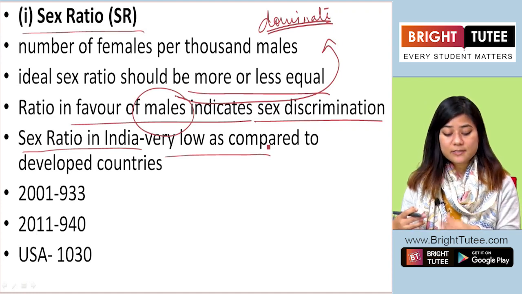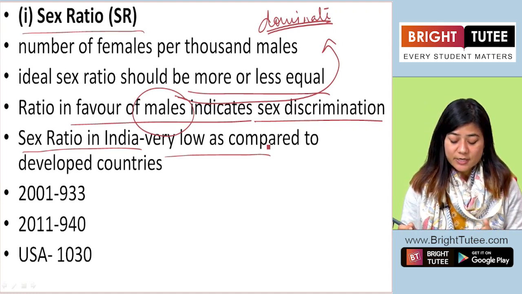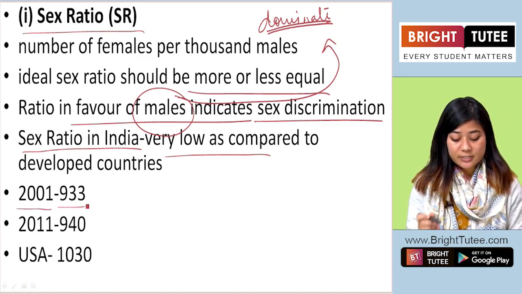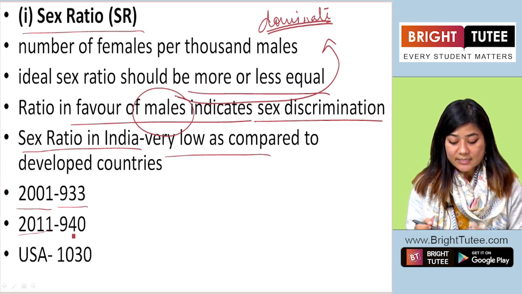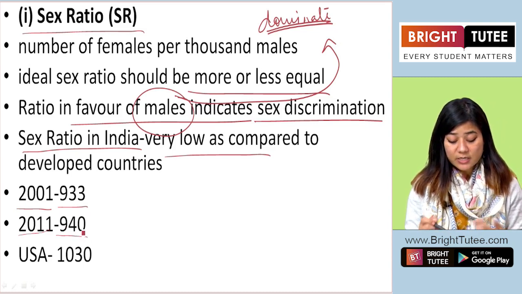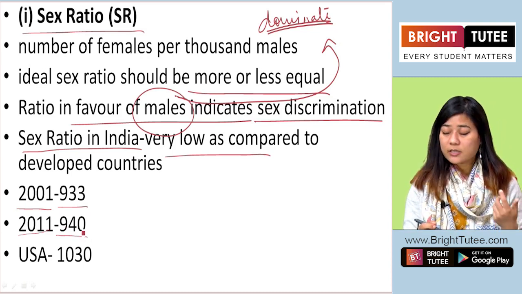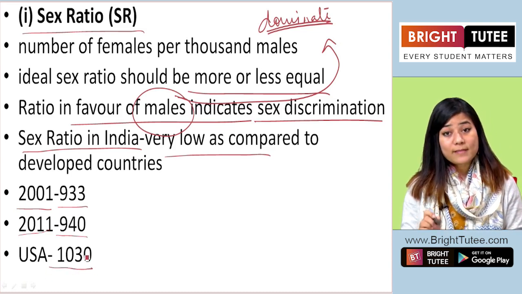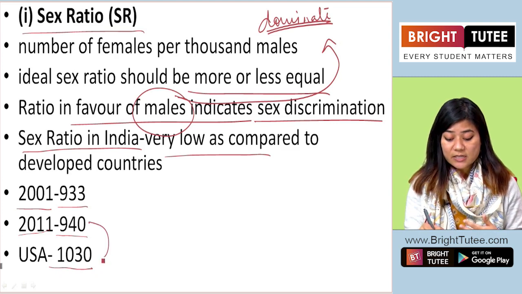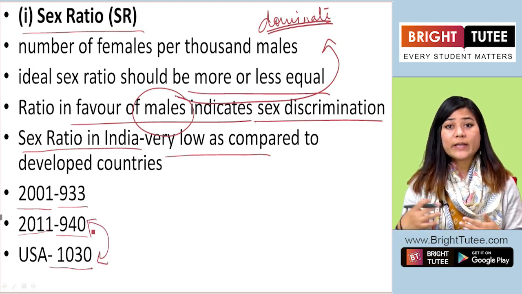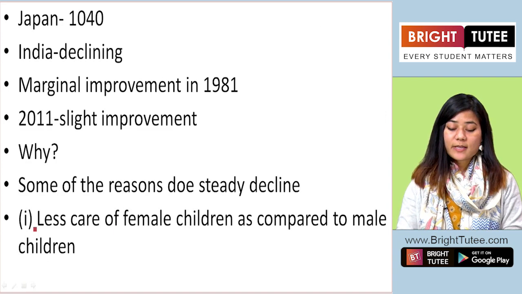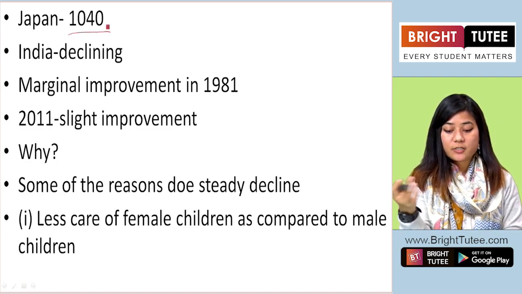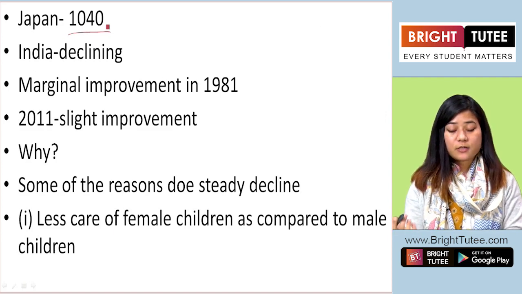India is underdeveloped. The sex ratio in India in the year 2001 was 933. In 2011, it increased to 940. Whereas in the United States of America, in the same year, it was 1030. So you can see the difference between the two is quite large. In Japan, the sex ratio was 1040, which is the largest among all these countries.